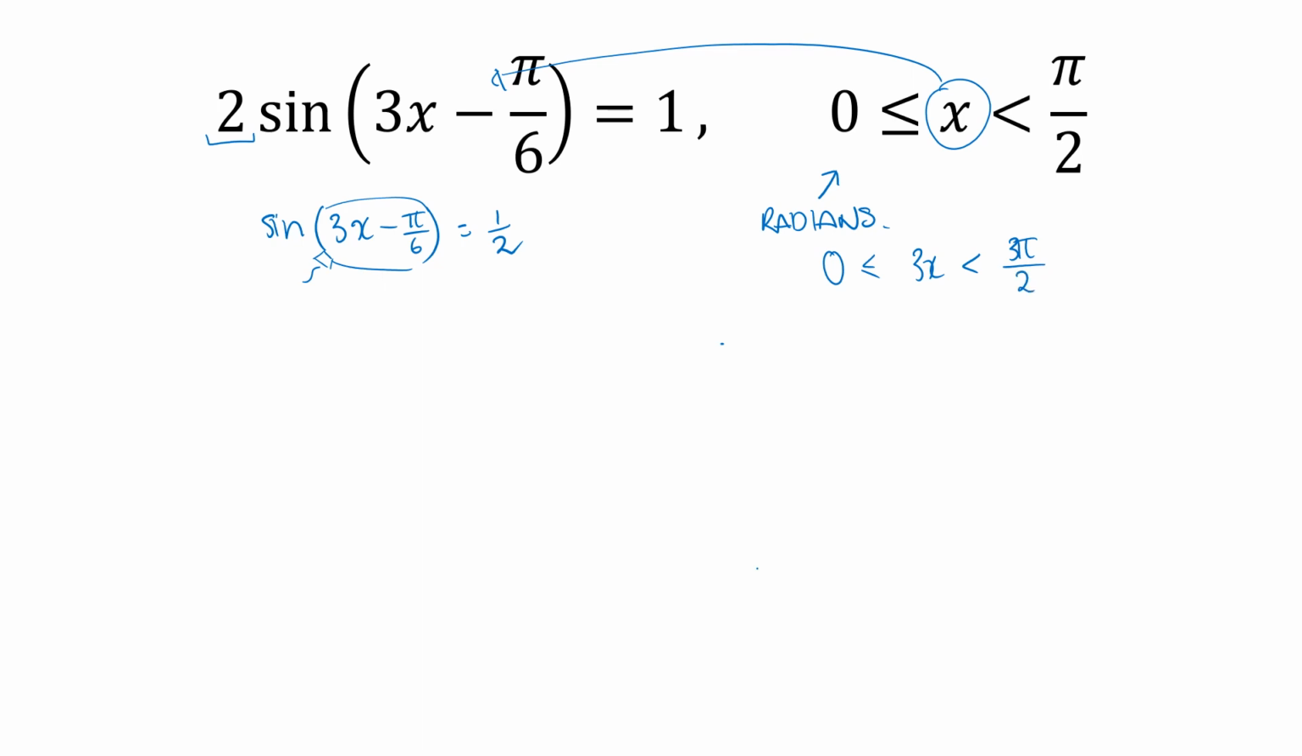And now I'll minus pi by 6. So the first one would be minus pi by 6, 3x minus pi by 6, and the top end there is 4 pi by 3.